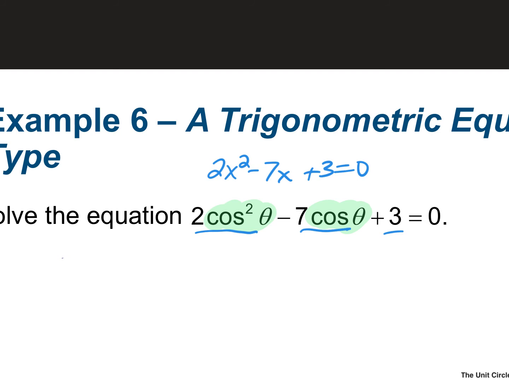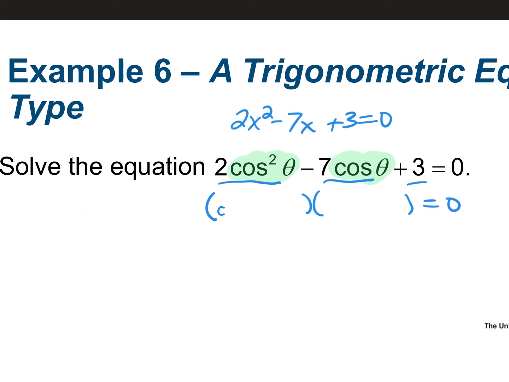We did this with our exponentials. Remember we had like e to the 2x and e to the x. We had to factor it. Same exact thing. I'm going to break this up into 2 binomials. Instead of x's in front of my parentheses, what do you think I'm going to write? Cosine. Perfect. I have cosine theta here and a cosine theta here, because cosine times cosine equals cosine squared.